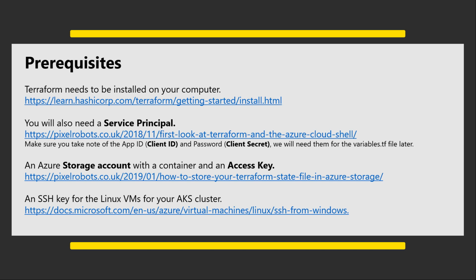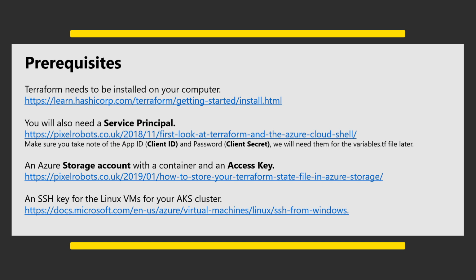As you can see from the slide, we need to have Terraform installed on our computers. You can follow the link for a guide on how to do that. Secondly, we need to get a service principal account created from Azure AD. If you follow this link, you will find my guide on how to do this. Thirdly, we need to get an Azure Storage account created. Again, follow the link and you'll find a guide on how to do that. Lastly, we need to create an SSH key for the Linux VMs. Again, follow the link for a guide on that.